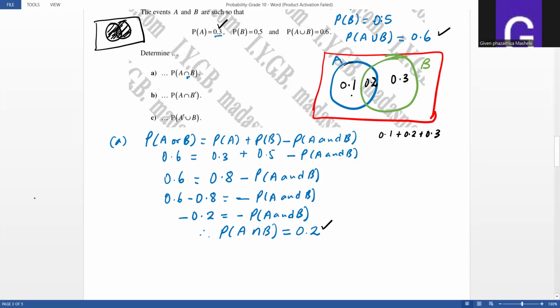Now, already you see that this adds up to 0.6, but if it's probability, the whole must add up to 1. So already we have used 0.6, because 0.1 plus 0.2 plus 0.3 is 0.6. How much are we short of to get 1? It means it would be 0.4. So what is this 0.4? 0.4 is this outer area where there is no A and no B. This is not A and not B.